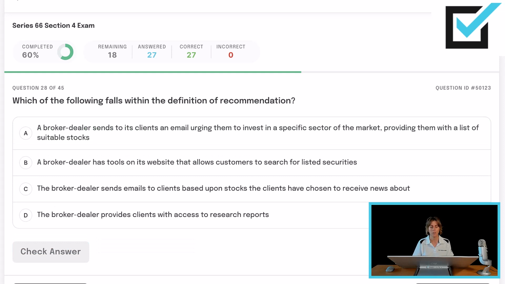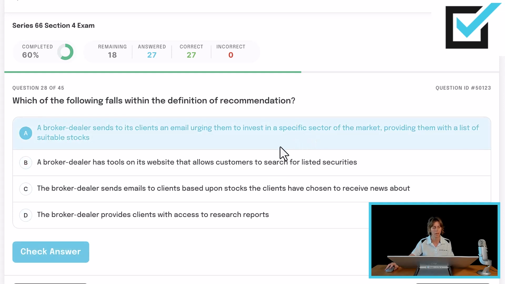Which of the following falls within the definition of recommendation? A broker-dealer sends to its clients an email urging them to invest in a specific sector of the market, providing them with a list of suitable stocks. Seems like a recommendation. Let's check the others. A broker-dealer has tools on its website that allows customers to search for listed securities. No. The broker-dealer sends emails to clients based upon stocks the clients have chosen to receive news about. No. The broker-dealer provides clients with access to research reports. No. The only one that falls within the definition of a recommendation. It's specific.